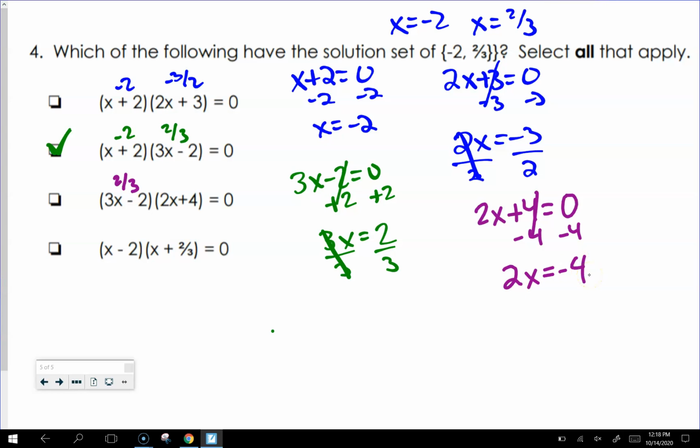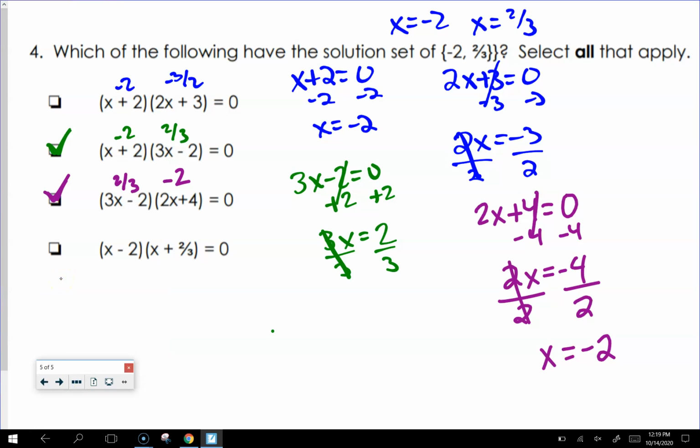Now what? Divide by 2. To get rid of what's attached to my x, which is the 2, I'm going to divide by it. What's negative 4 divided by 2? Which is negative 2. Is that what I want? 2/3 and negative 2? I think that's okay. The order doesn't matter. I still get x equals 2/3 and x equals negative 2. Those are still my two same answers. So we're good. That one does work.